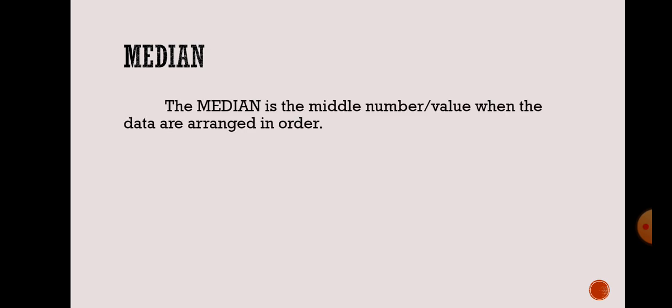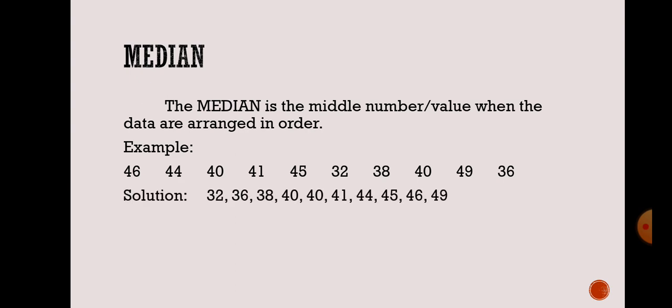Okay, so let us proceed with median. When we say median, it is the middle number or middle value when the data are arranged in order. Let us again use the example earlier. So we have these data. Before we get the median, we must first arrange this data in order, whether from highest to lowest or from lowest to highest. In this case, I've arranged the data from lowest to highest.